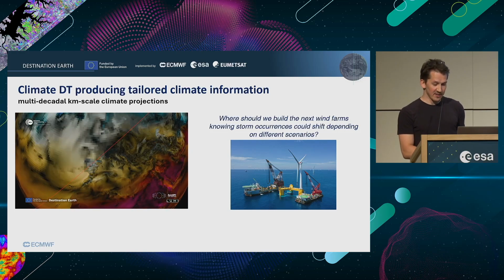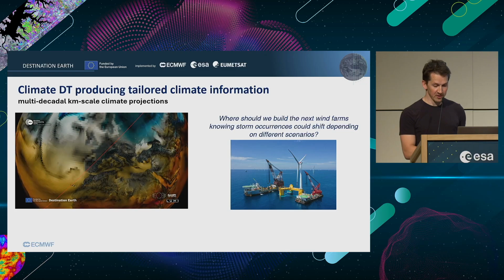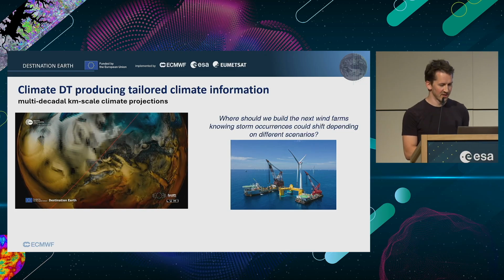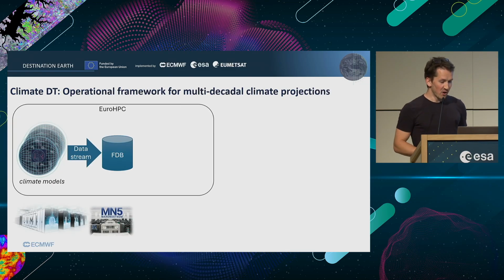Now, let's have a look at the system that we set up to operationally produce climate projections and answer questions like this. So it all starts with the global climate models. We have three different models, IFS-NEMO, IFS-FESOM, and ICON, that are running on the EuroHPC systems to produce multi-decadal climate projections. Now, these models are all producing the same standardized data stream. What that means is, independent of which model is running, you always get the same meteorological parameters on the same grid produced. These are going into a database, which is also sitting on the EuroHPC system.